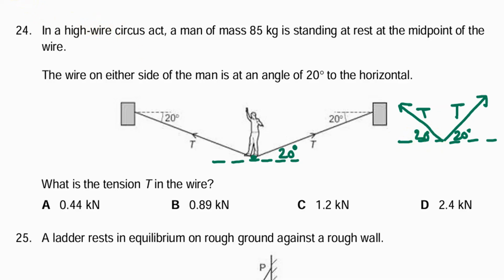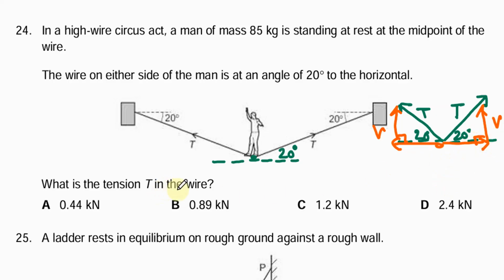Let's look at the horizontal and vertical components of the tension in each part of the wire. Since the angles here are the same, and the tension is the same in each part of the wire, we know that the horizontal components must be equal in magnitude, and so must be the vertical components. And this, of course, is 90 degrees.